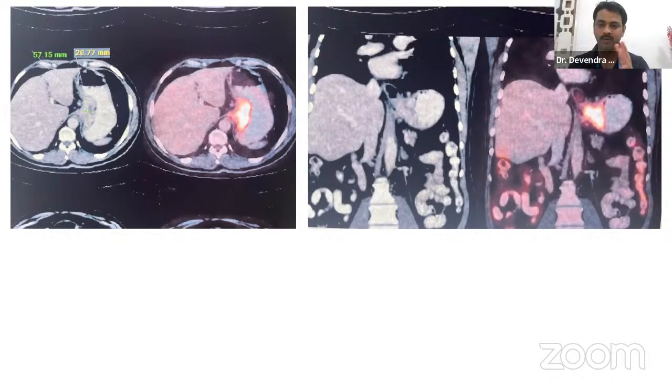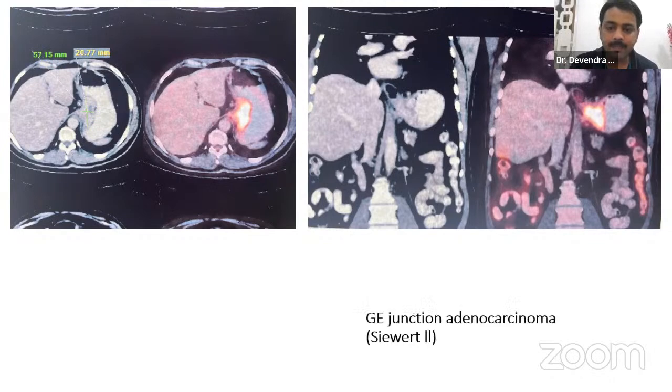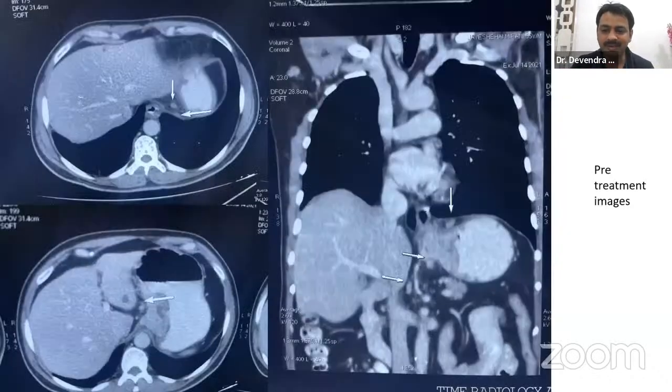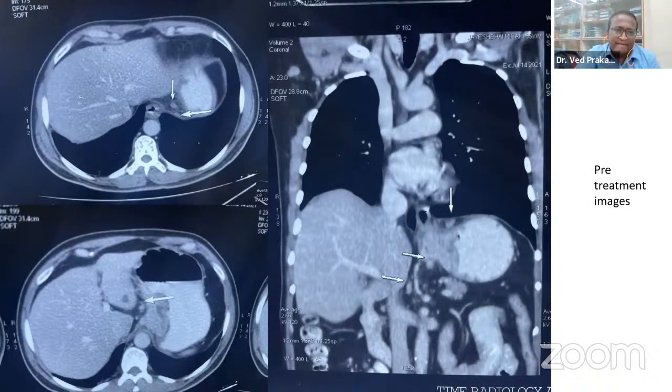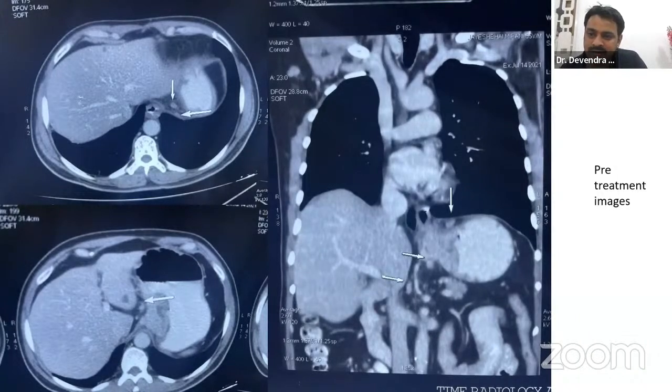So according to now your, let me show you another image. Can you see this? Yes, sir. So according to this image, what do you think will be the epicenter of the tumor? Will it be in the lower thoracic esophagus or will it be near the GE junction? Or will it be below the GE junction?